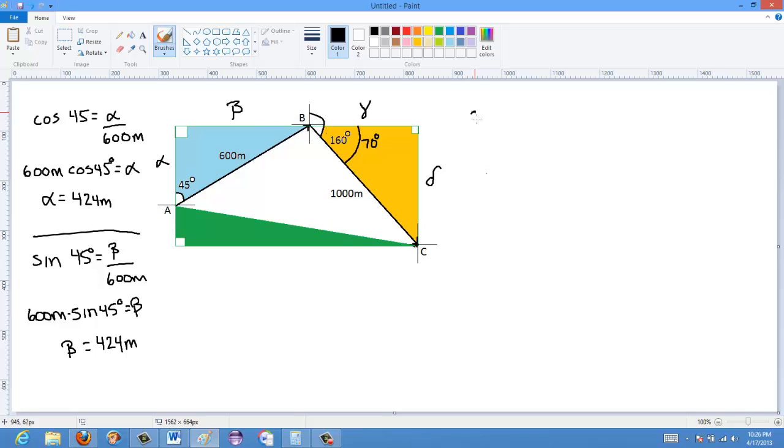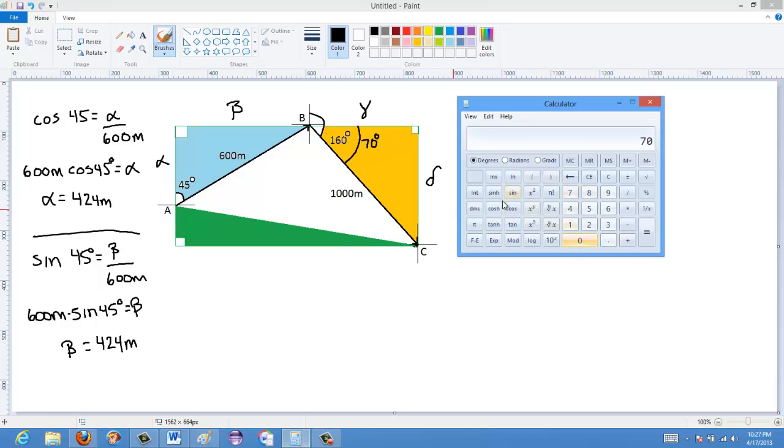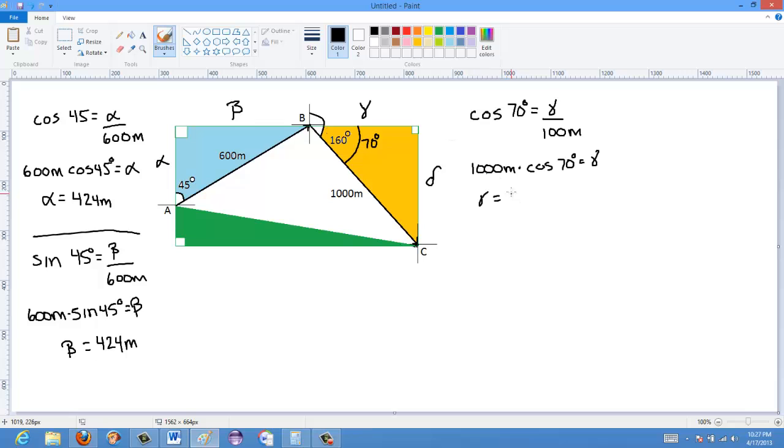So what this means then is I could say that the cosine of 70 degrees is equal to the adjacent, so this is gamma, all over 1,000 meters, and that means 1,000 meters times cosine of 70 degrees is equal to gamma, and gamma, making it look more and more like an 8, gamma is equal to 70 cosine times 1,000, which is 342, so 342 meters.